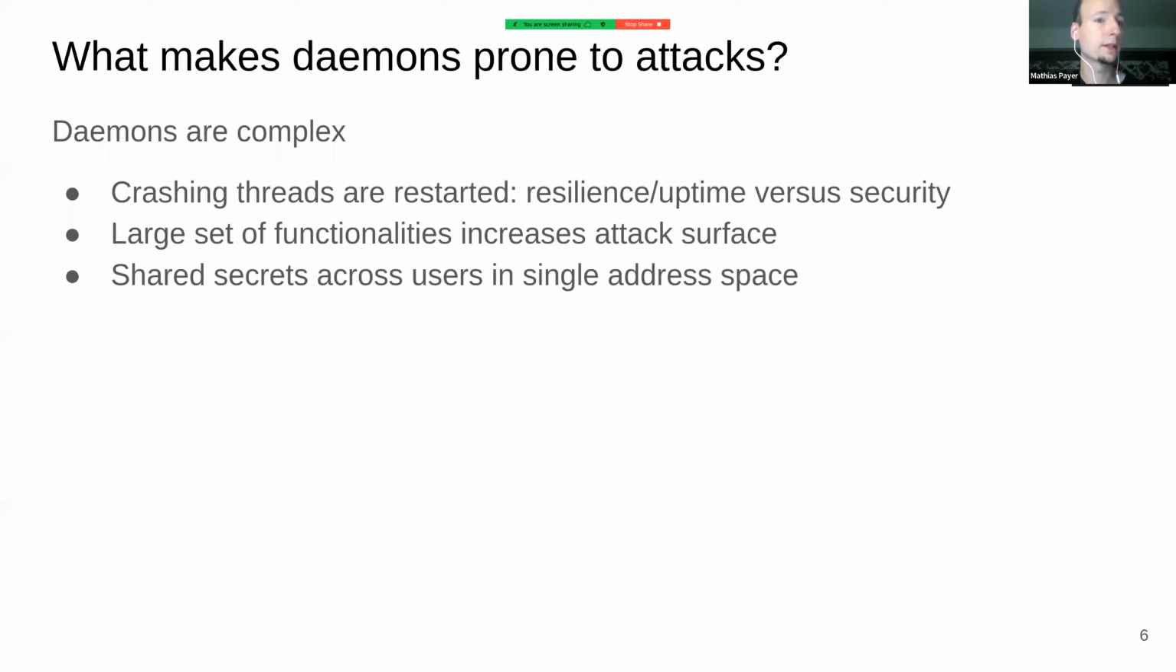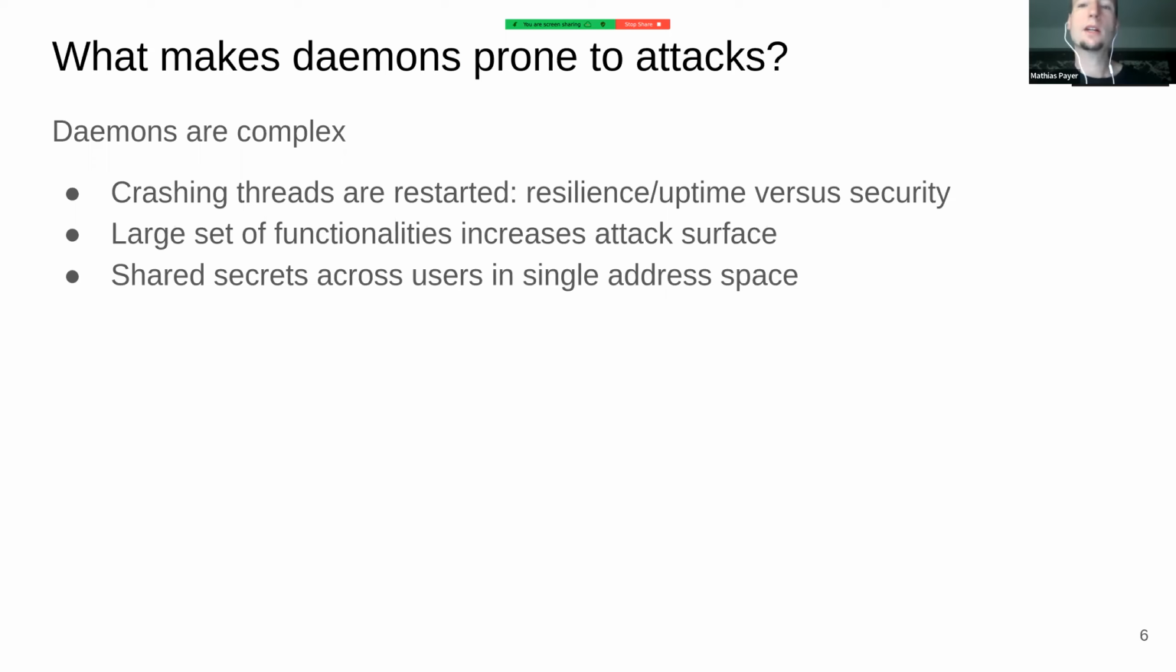Daemons are also complex, right? As a software resilience principle, crashing threads are often restarted. So if you look at the configuration of, let's say, Apache, right? Apache runs multiple threads per process. Usually it's around 8-ish, depending on your default configuration. And if one of the threads crashes or seg faults, then it is just being restarted, right? This is just assuming that you want to be resilient against crashes, and you want to make sure that you can serve requests.